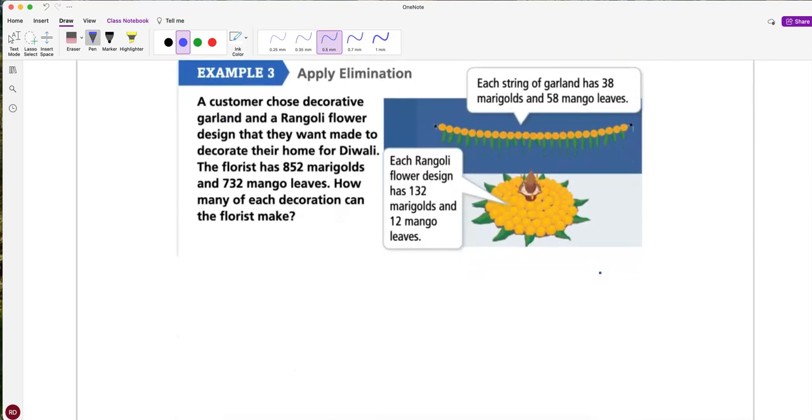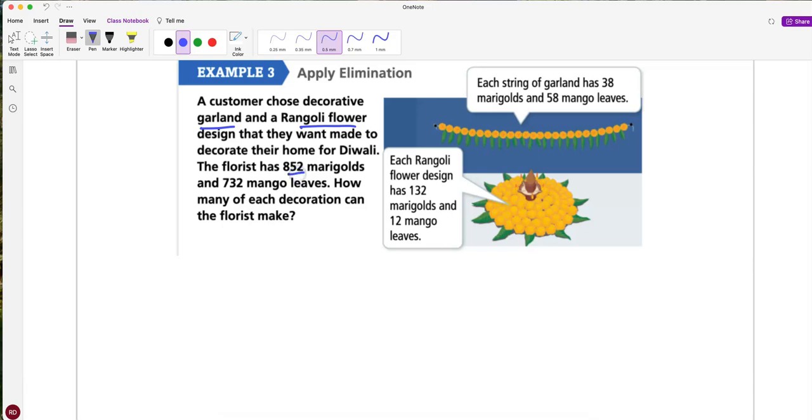Let's look at this application. A customer chose decorative garland and rangoli flower design they wanted to make to decorate their home for Diwali. The florist has 582 marigolds and 732 mango leaves. How many of each decoration can the florist make? Okay, so they're making a garland and they're making a flower and they're using marigolds and mango leaves.